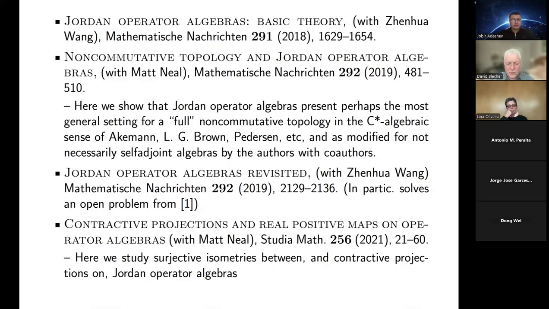And then in 21, with Matt Neal, we have a paper where we studied surjective isometries between Jordan operator algebras, so Banach-Stone type results, and also contractive projections on operator algebras.